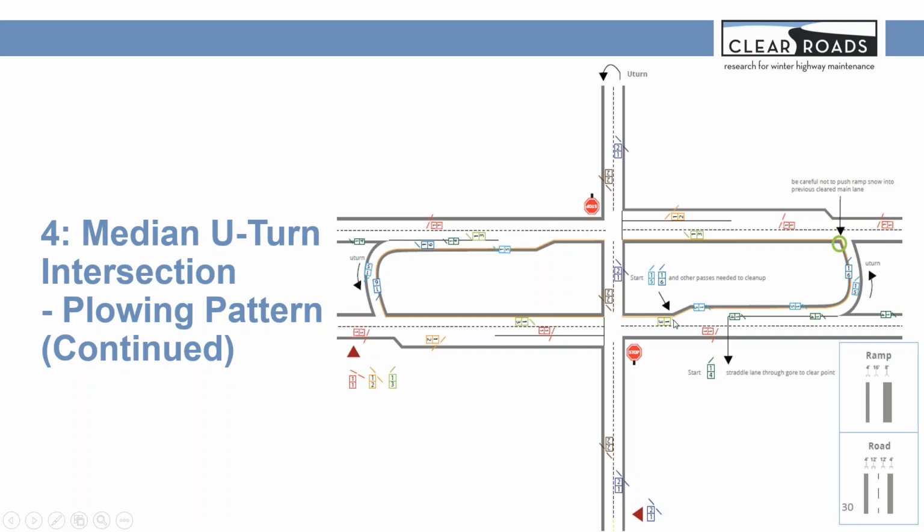The last pass is number 6. So the track comes to the U-turn lane and stays to the left. Still use the front plow, only push snow to the left. And the track makes a U-turn, repeating the same pattern on the other side of the U-turn ramp. Stay to the left, push snow to the left. So this will complete all the passes for the median U-turn intersection.